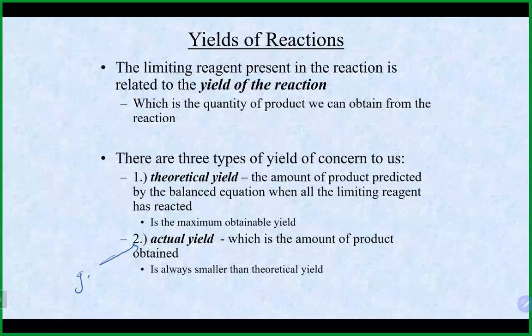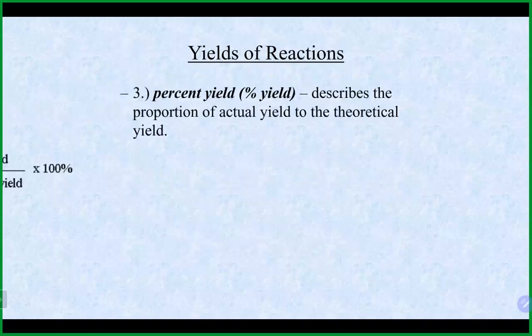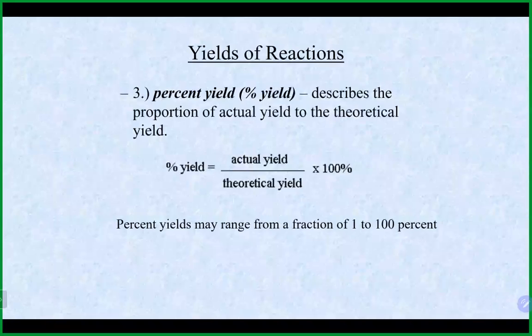So usually that is given to you in book problems. And the theoretical yield and the actual yield is useful because that will allow us to calculate what is commonly referred to as the percent yield. And the percent yield is to take the actual yield divided by the theoretical times 100%.